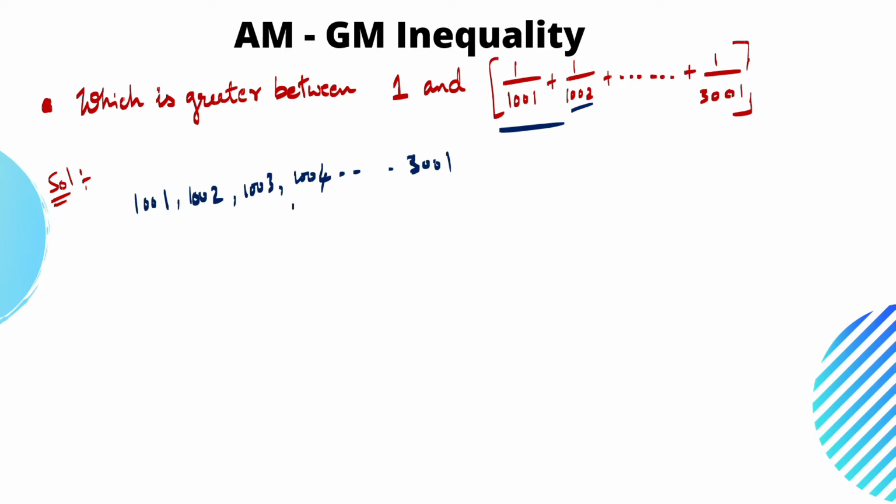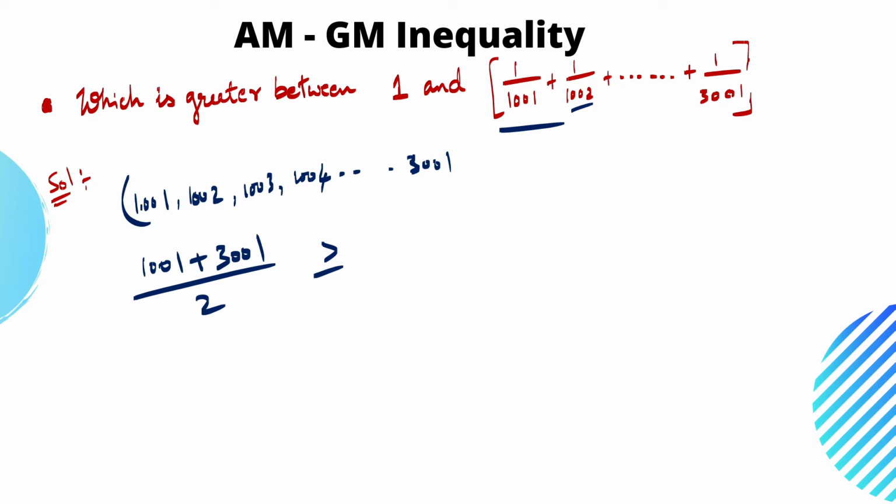Okay, before calculating harmonic mean, let us calculate arithmetic mean. So arithmetic mean is just the average: the first term plus the last term by 2. This will be greater than or equal to harmonic mean. Harmonic mean is the inverse of it.